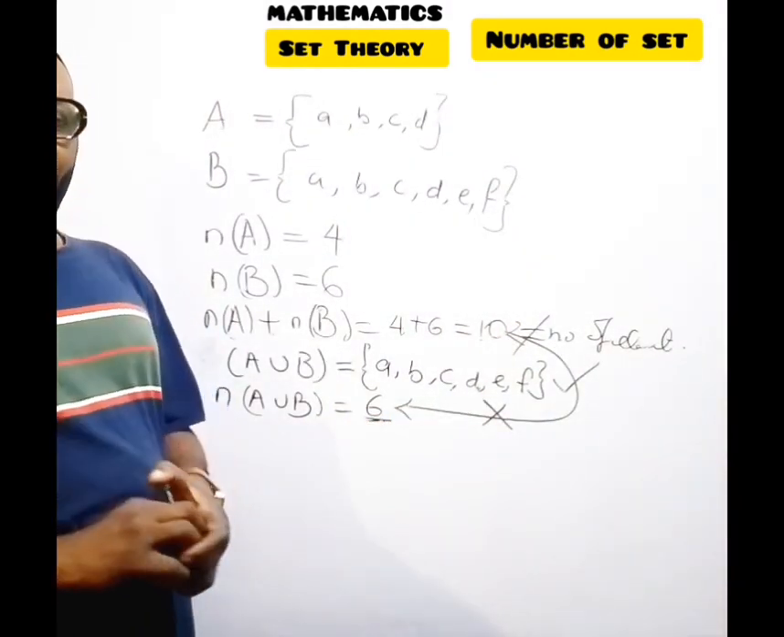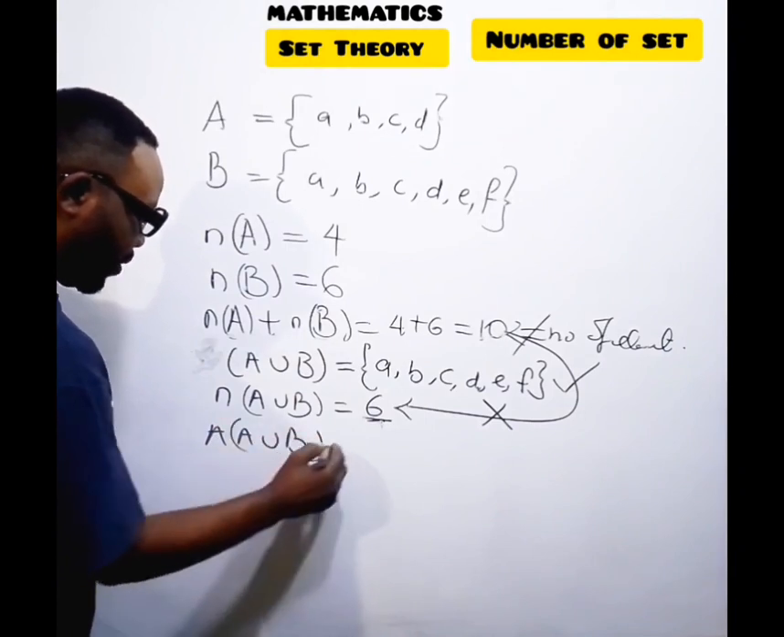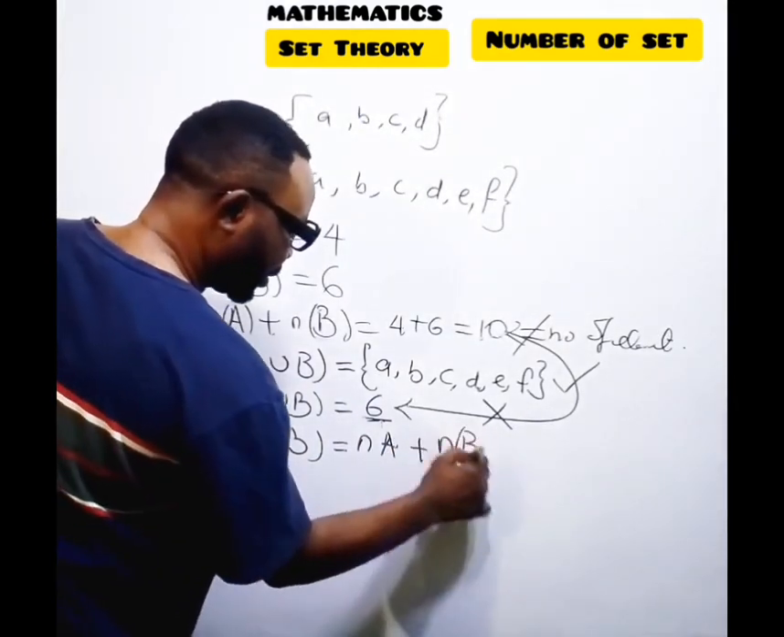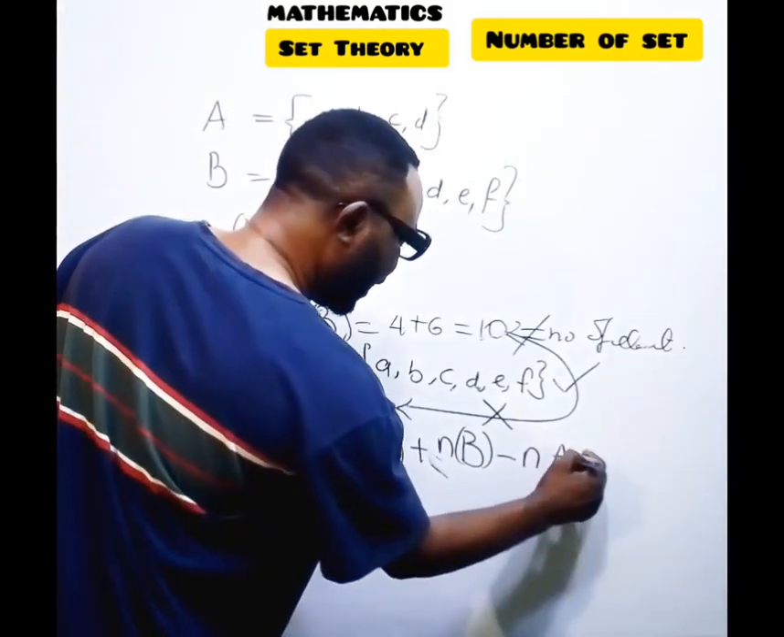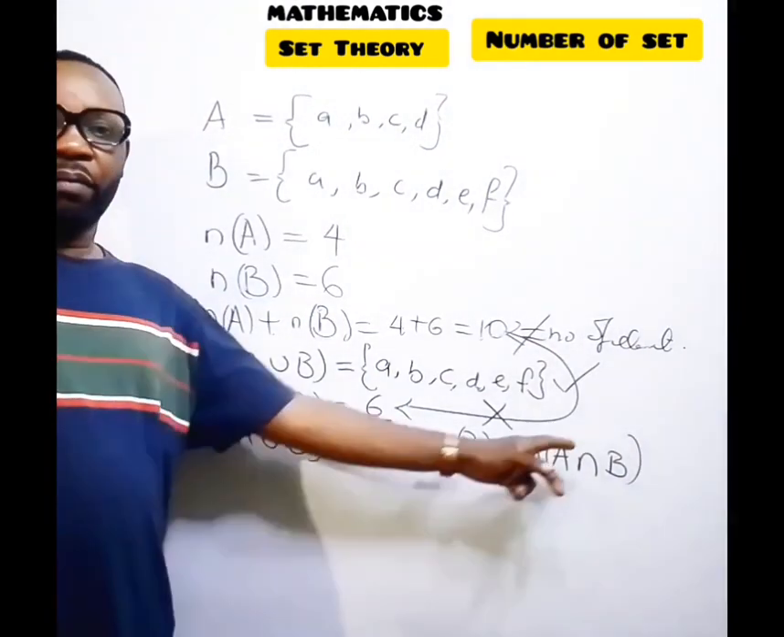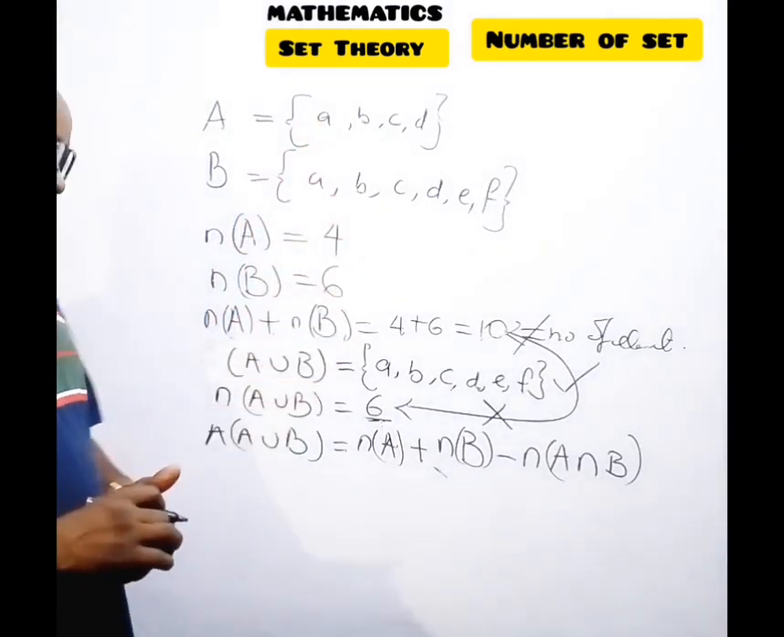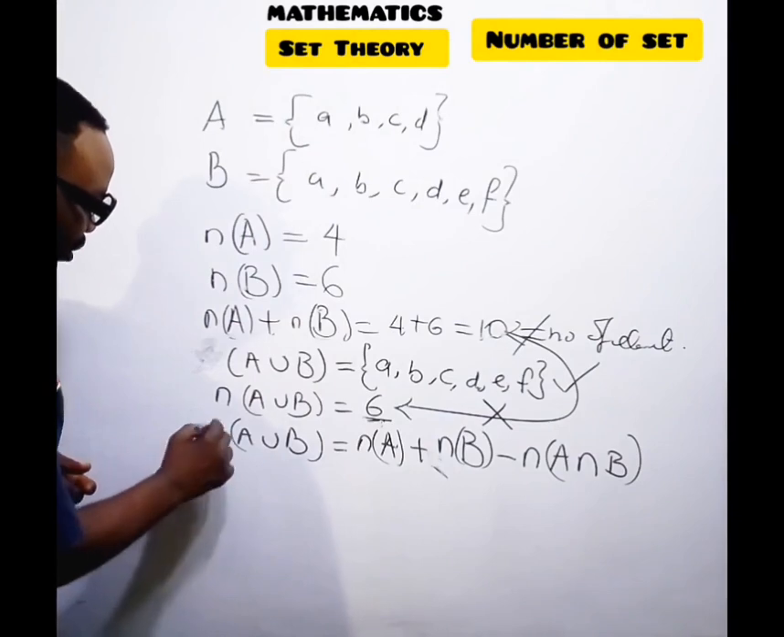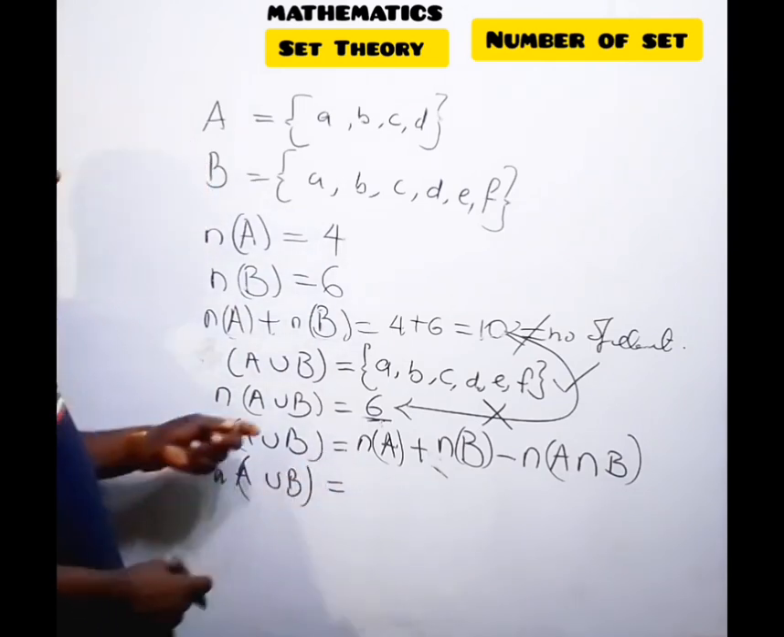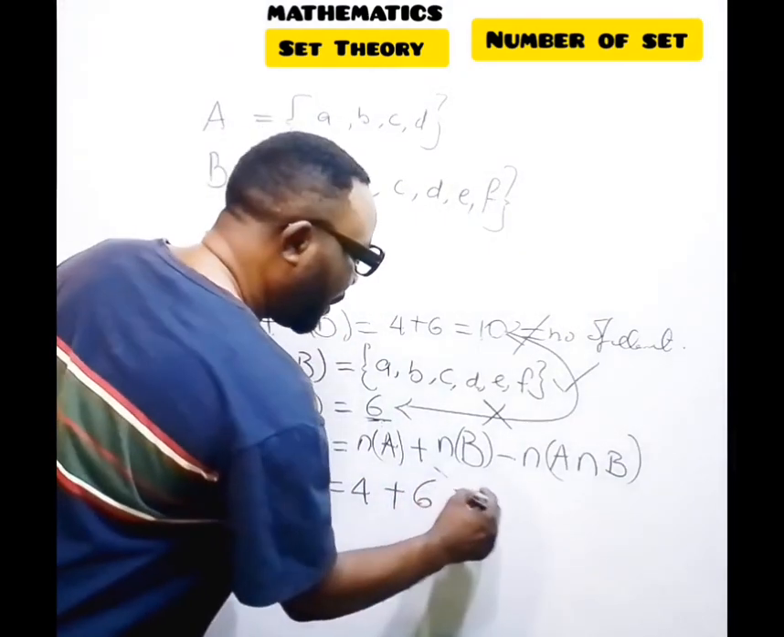Now, for finding the number of A union B, we can say that n(A union B) is equal to n(A) plus n(B) minus n(A intersection B), when you are considering only two sets. Now I should be able to find the value of n(A union B). n(A) is 4, plus n(B) is 6, minus n(A intersection B).